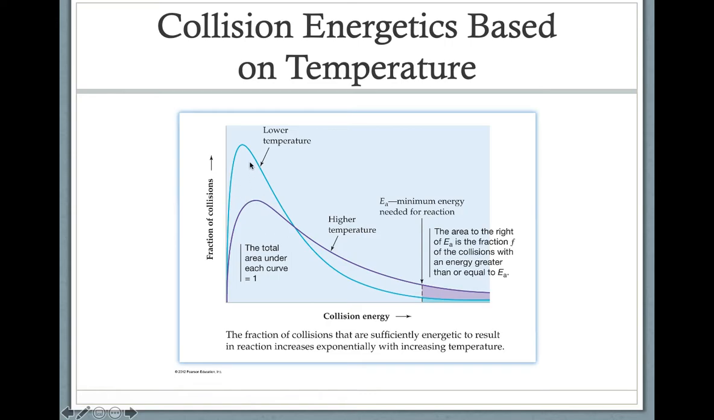What these plots show, the blue line here for our lower temperature, is the number of particles on the y-axis. The energy those particles have is being shown on the x-axis.